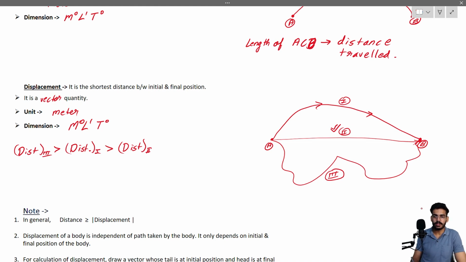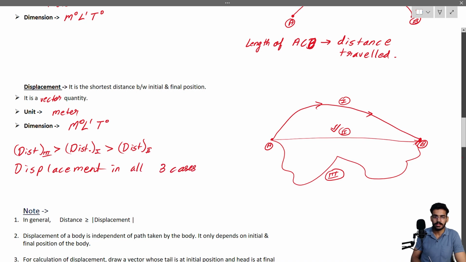Displacement in all three cases is the same. So what we understand by that is that displacement doesn't depend upon the path taken. Whatever path you take, it comes out the same AB only. Displacement depends upon the initial and final position. You define the initial and final position, then calculate the direct straight line between them. That is your displacement vector.